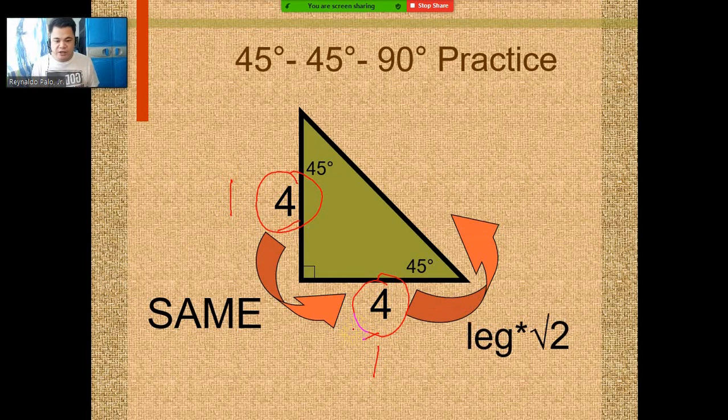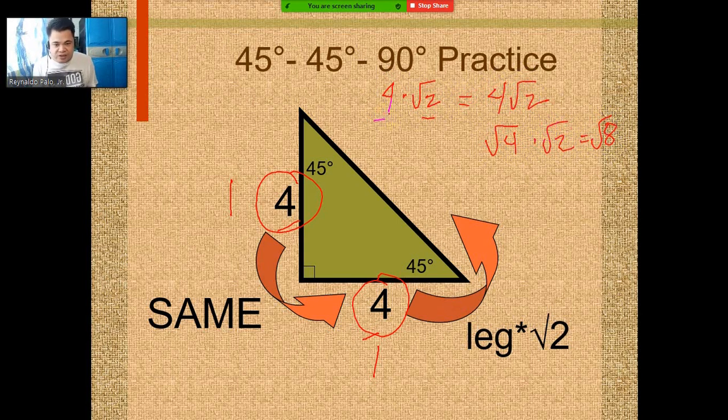So therefore, if we're going to multiply 4 times square root of 2, remember that you cannot actually multiply or combine the two because they are dissimilar terms. But we can just put them together as 4 square root of 2. Unlike if it goes like this, square root of 4 times square root of 2, the answer here is square root of 8.